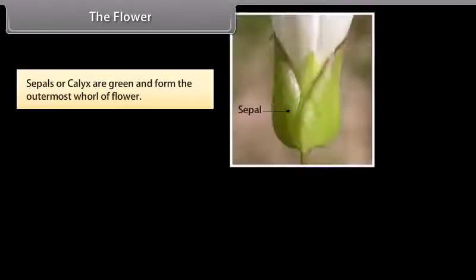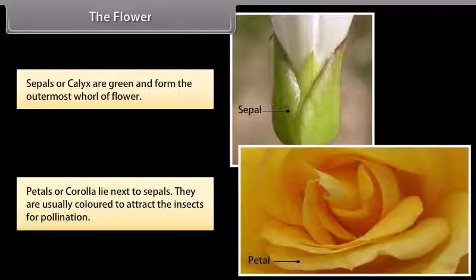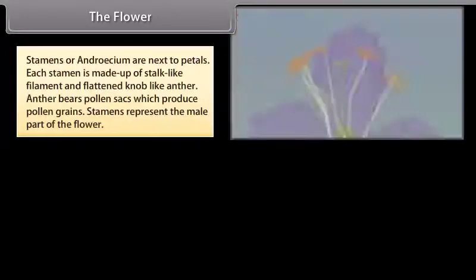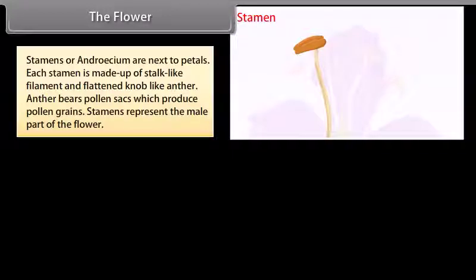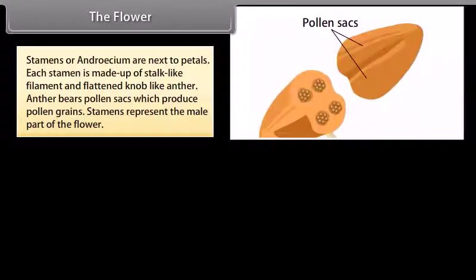Sepals or calyx are green and form the outermost whorl of the flower. Petals or corolla lie next to sepals. They are usually colored to attract insects for pollination. Stamens or androecium are next to petals. Each stamen is made up of a stalk-like filament and a flattened knob-like anther. The anther bears pollen sacs which produce pollen grains. Stamens represent the male part of the flower.